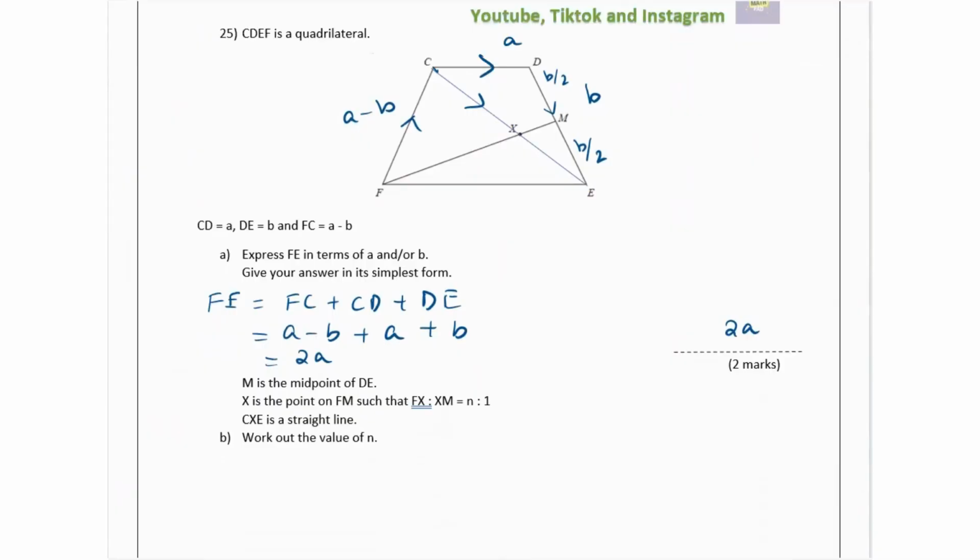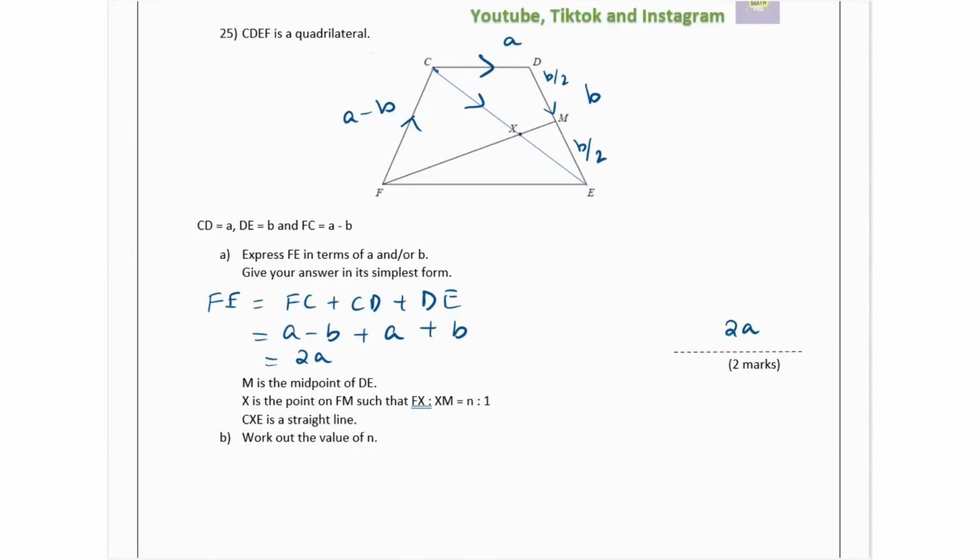Then it says M is the midpoint of DE. So that means DM is going to be b over 2 and ME is also going to be b over 2. X is the point on FM such that FX to XM is n to 1. CXE is a straight line. We have to work out the value of n. So we can see that X is common to both the lines CXE and FXM. So what I would like to do is find two vectors for FX and put them equal to each other to figure out what the value of n is going to be.